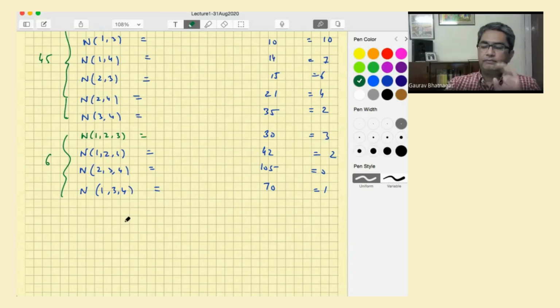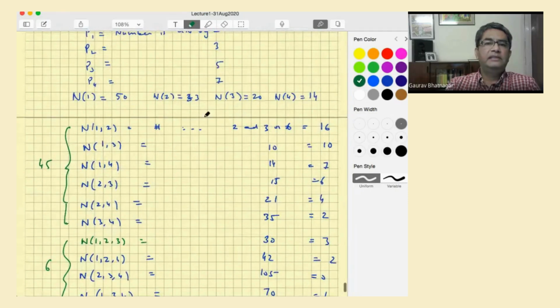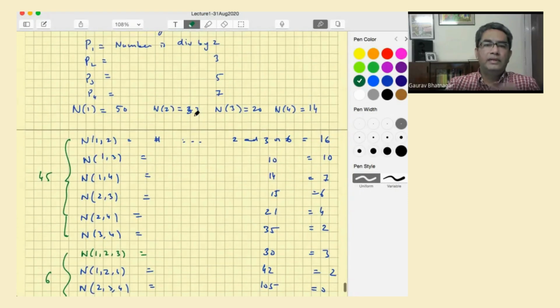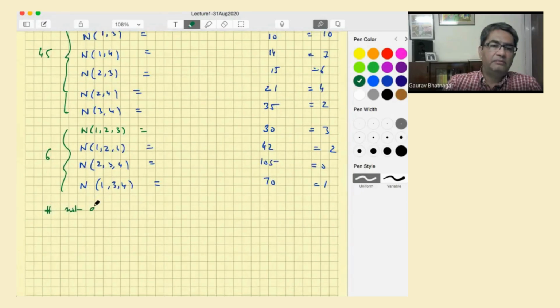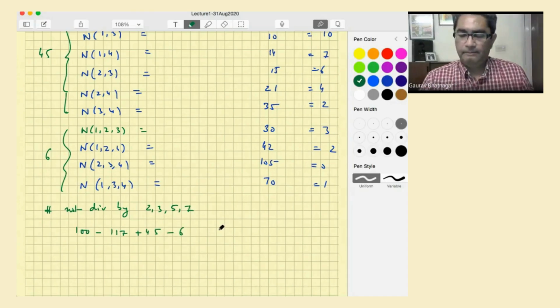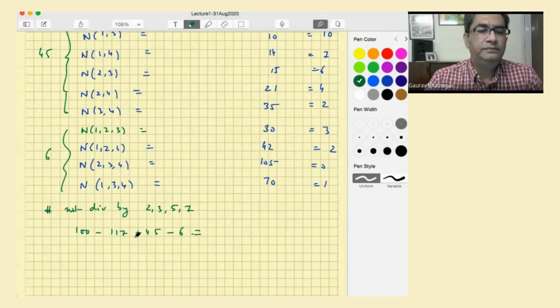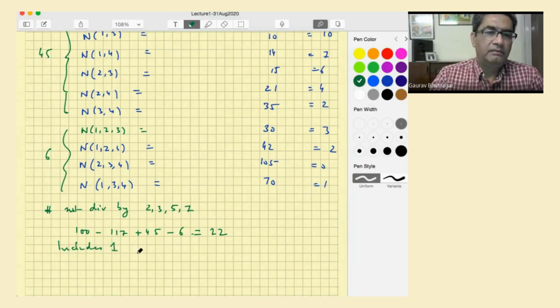So the total number. How many are these? 83, 103, 117. So these are 117. So the number not divisible by 2, 3, 5, and 7 is 100 minus 117 plus 45 minus 6. Right? So this comes out to 22. So this includes 1. So there are 21 primes, plus the 4, 2, 3, 5, 7. So the total number of primes is 25.